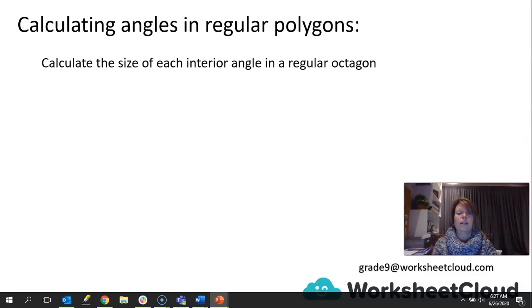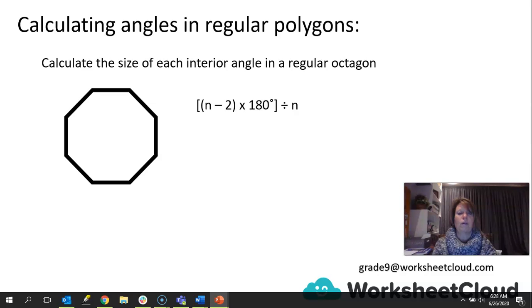Okay, calculate the size of each interior angle in a regular octagon. So there's the octagon. As we know, an octagon is an 8-sided polygon. So when we substitute in, wherever n is, it will be 8. So it will be 8 minus 2 times 180, all divided by 8. So there we have it. So what is 8 minus 2? Obviously, we know that that is 6. So 6 times 180 divided by 8 still, because we still have 8 sides to this octagon. 6 times 180 is 1,080.